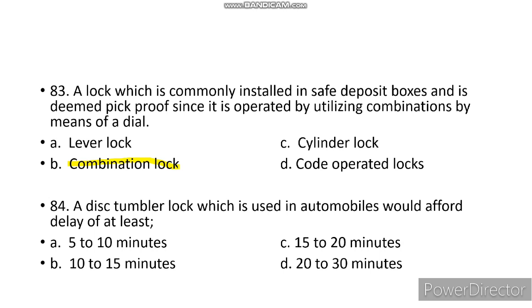84. This tumbler lock is used in automobile would afford delay of at least? The answer is 10 to 15. Although wala naman tayo talagang super standard for this. Kasi depende pa rin yan sa skill nung pick locker. Pero yung delay, more or less, estimated 10 to 15 minutes yan.